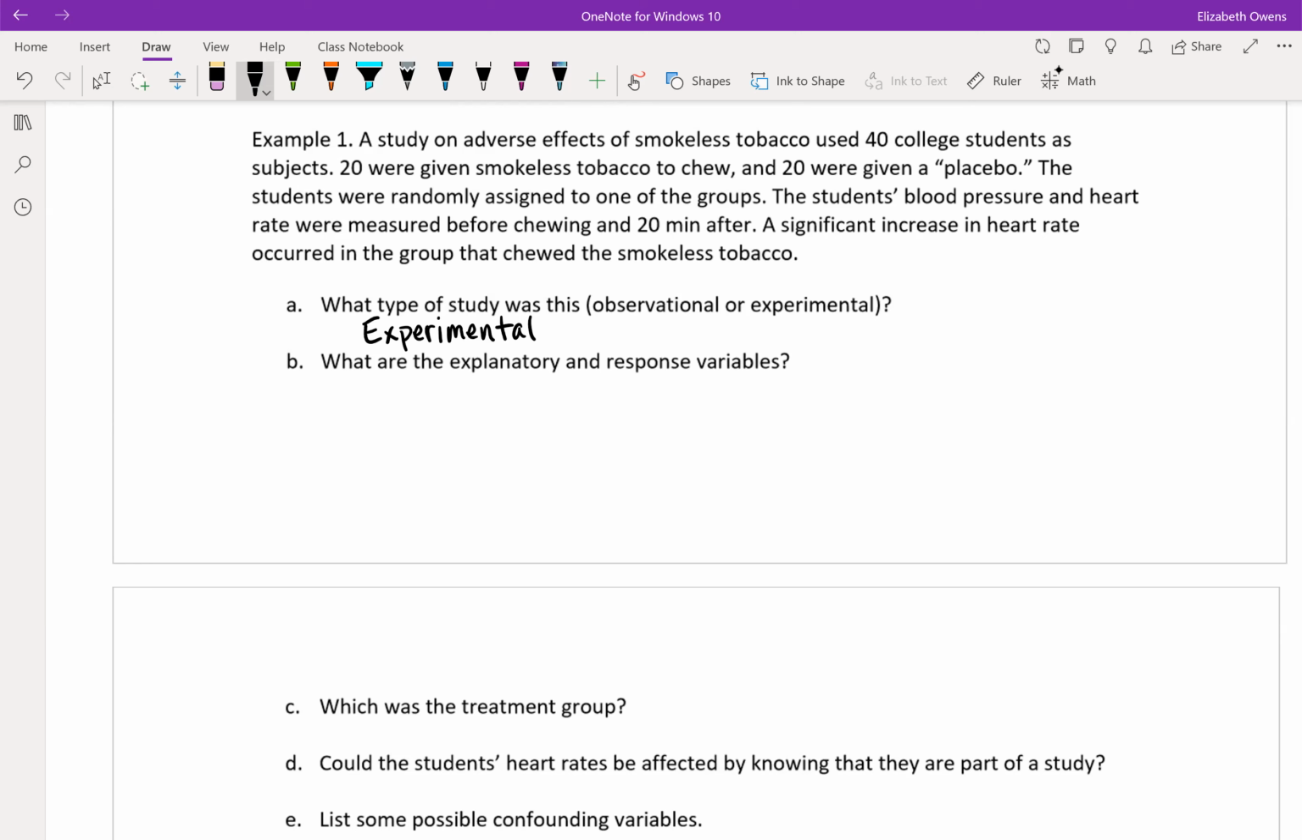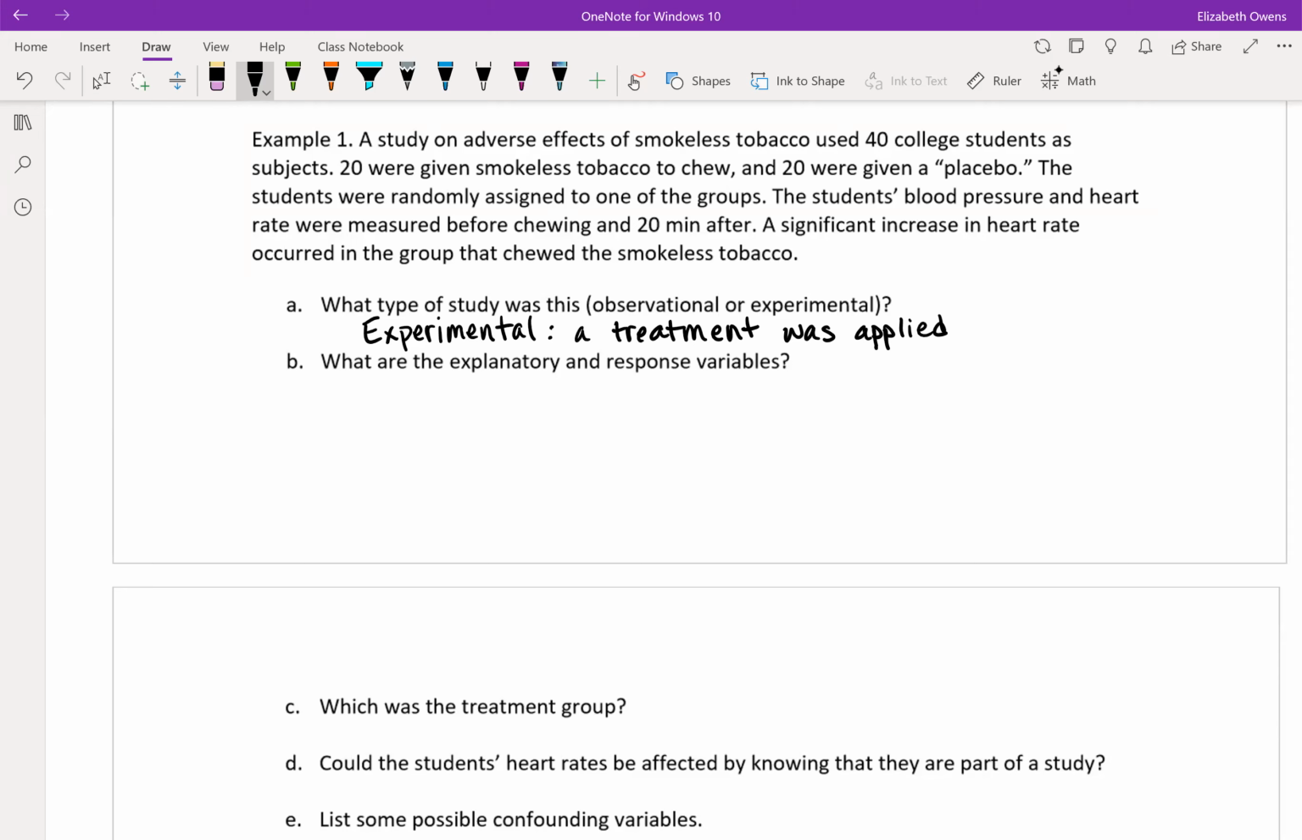Okay, and we'll note here that this is experimental because a treatment was applied or given.